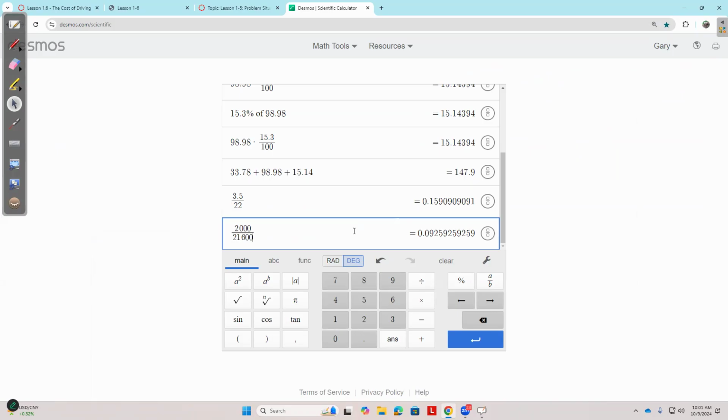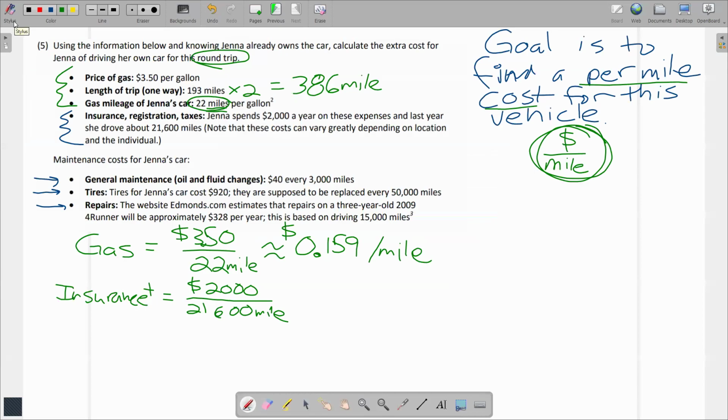Yeah, 0.9259. And I decided to do 3 decimal places. So that would be what? 0.93? Yeah. Because the 5 says bump that 2 up. So this is approximately 0.093 dollars per mile for that expense, on average in a year. All right, so that's covered, that's covered.